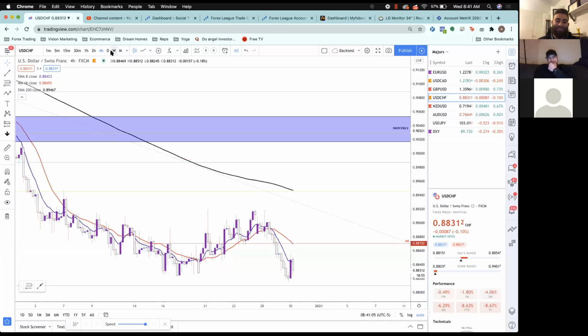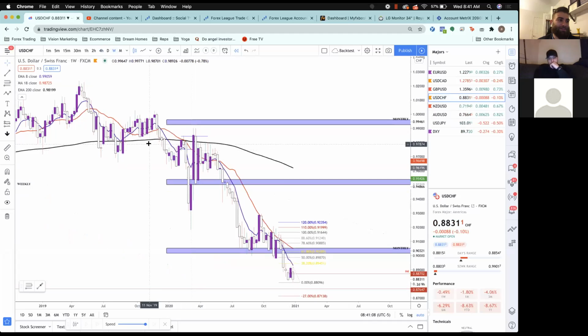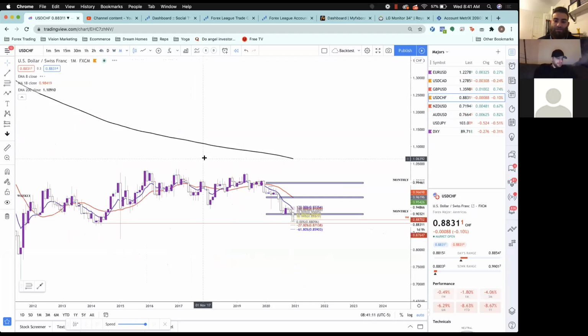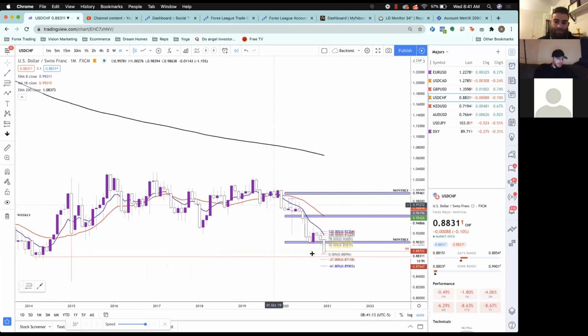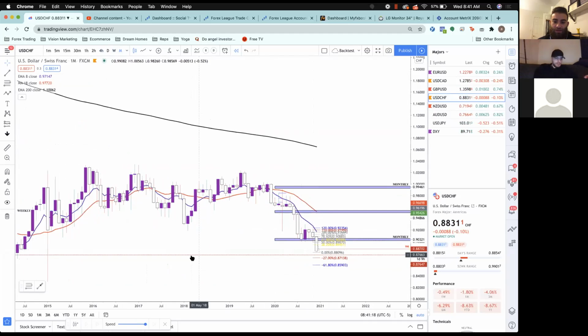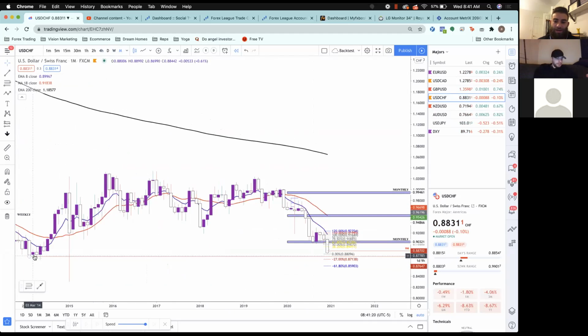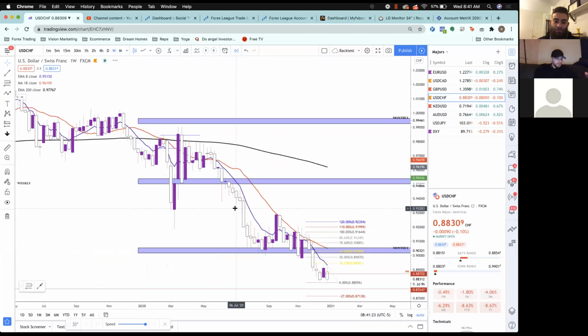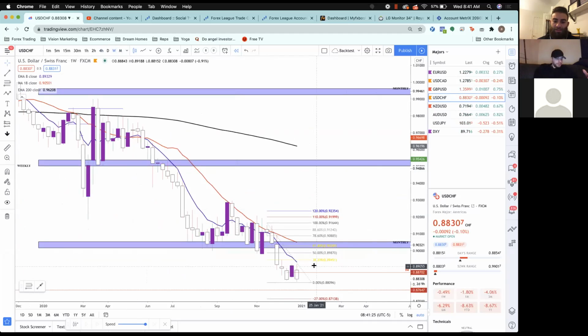All right, let's bump up to, let's see what's going on the monthly. So monthly time frame, as we can see here, guys, we're in no man's land. We're falling below our monthly level. This is the next level support all the way down here at 87700. So let's bump down to the weekly time frame.